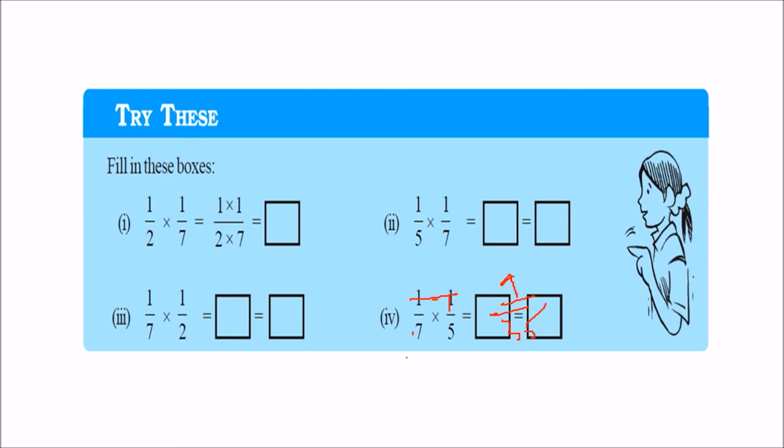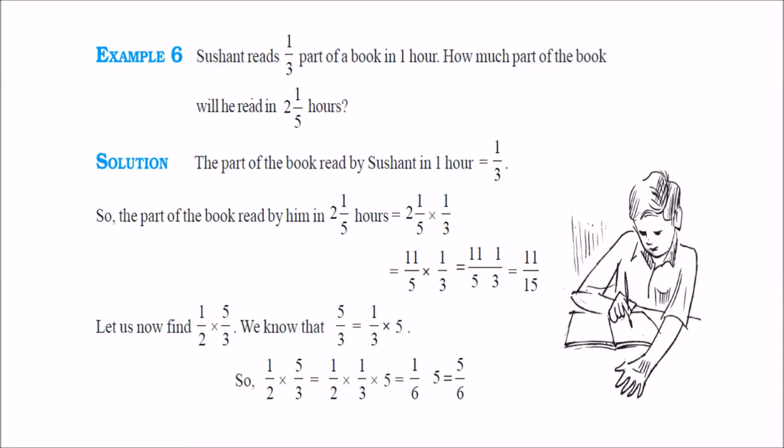Sushant reads 1 by 3rd part of a book in 1 hour. In 1 hour, 1 by 3rd part he reads. How much part of the book will he read in 2 1 by 5 hours? Which is 5 into 2 plus 1, 11 by 5. In 1 hour, 1 by 3. In 11 by 5 hours, how much? 1 by 3 into 11 by 5.